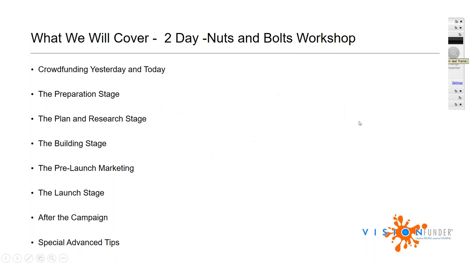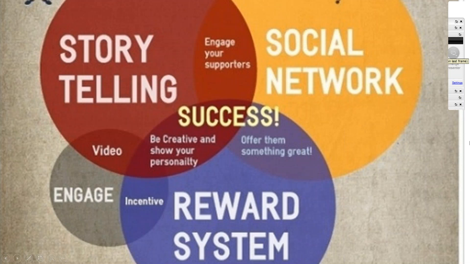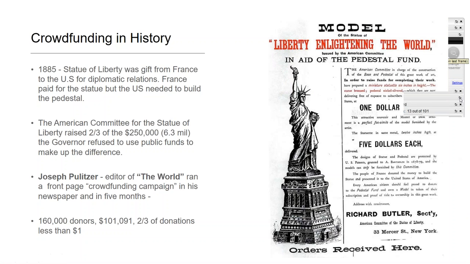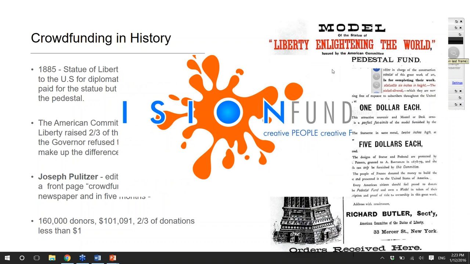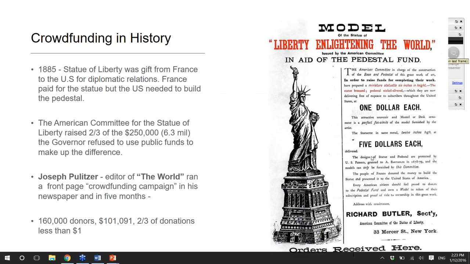How we're going to do this is condense all the information into 3 main topic areas. We're looking at the storytelling, we'll look at the social network, and we'll look at the reward system, and how those 3 come together to really build your campaign.